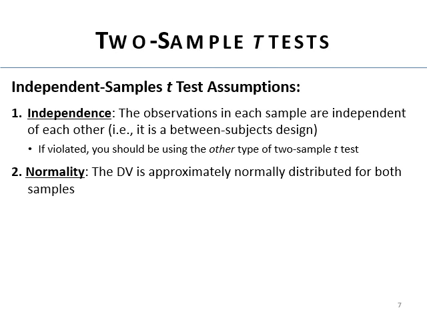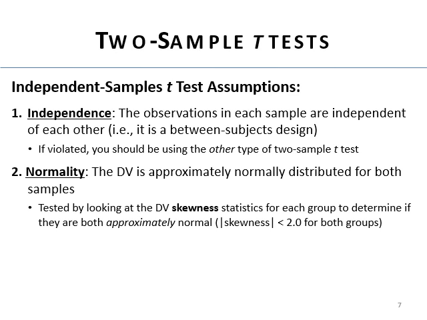So the second assumption is normality. We've seen this before. It's that the DV is normally distributed. It's approximately, right, normally distributed for both samples. So the way you test it is you look at the skewness statistic for each of the groups, like we did, what was it, the first week of class, second week of class. So you want that skewness, doesn't have to be perfectly normal, it's just approximately normal. So you want skewness to be less than 2 for both groups.